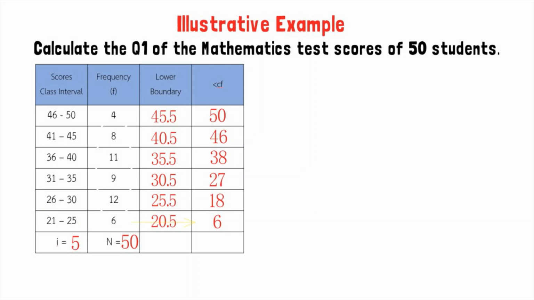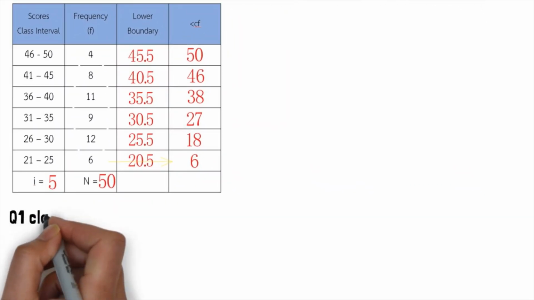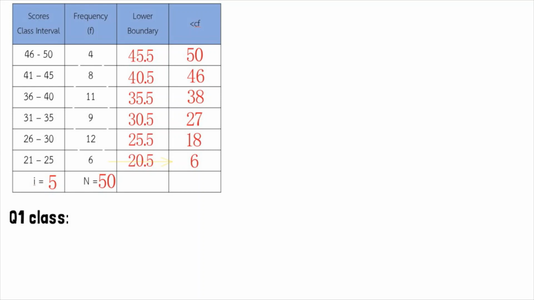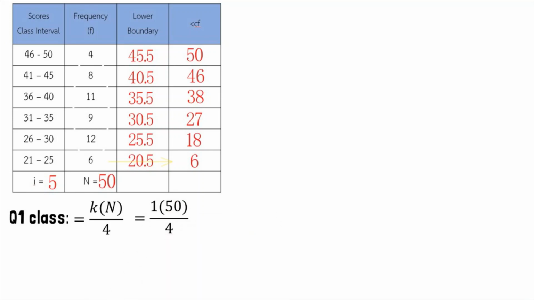So after nating makomplete ang ating table, we will now compute for our Q sub k class, which is equal to k times n divided by 4. Where k is equal to 1 since we are looking for the value of the lower quartile and n is equal to 50. Substituting the numbers, it will give us Q sub 1 class is equal to 1 times 50 divided by 4. And that is equal to 12.5.